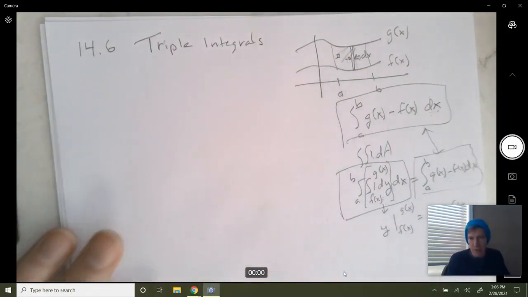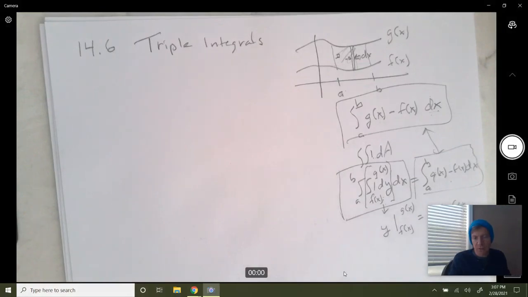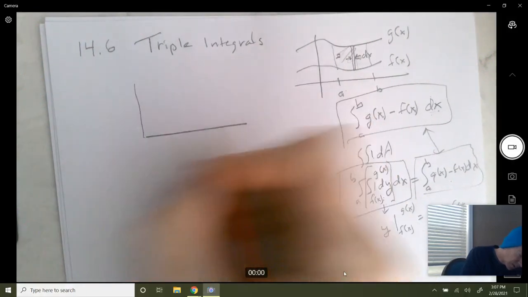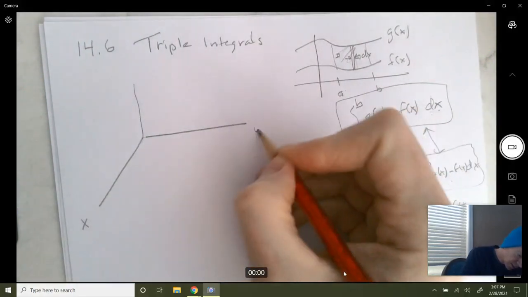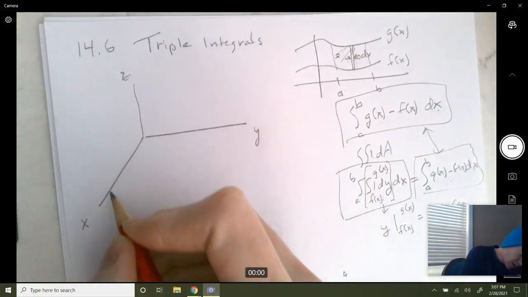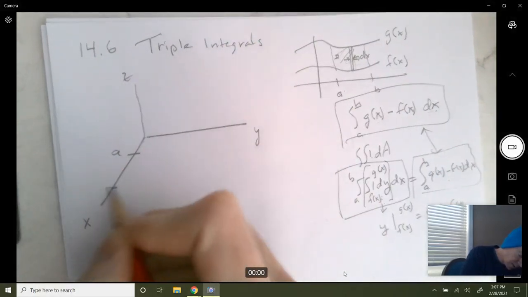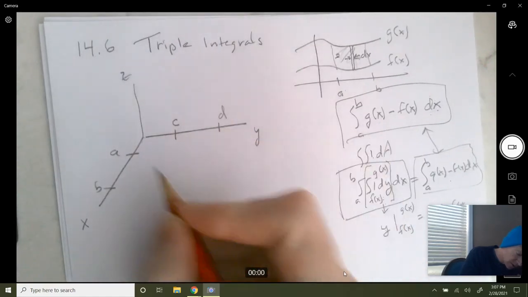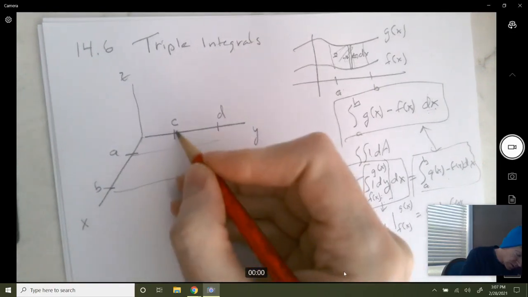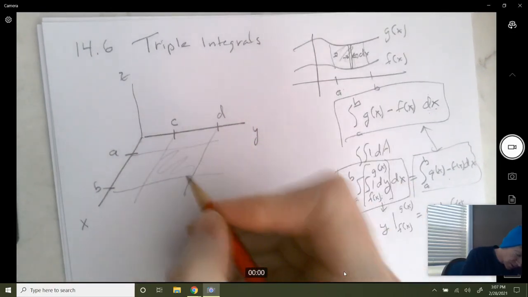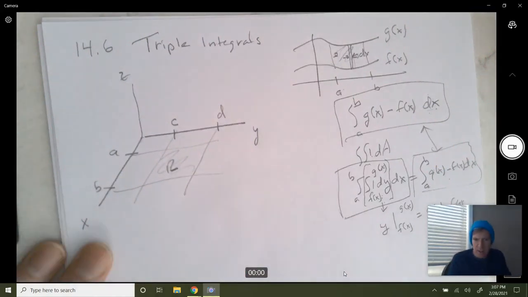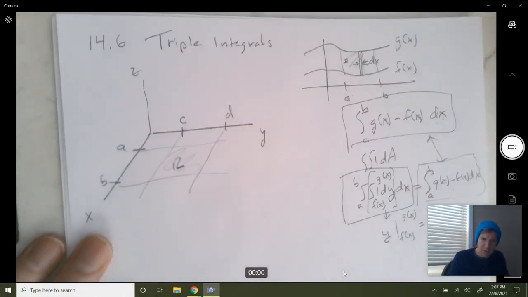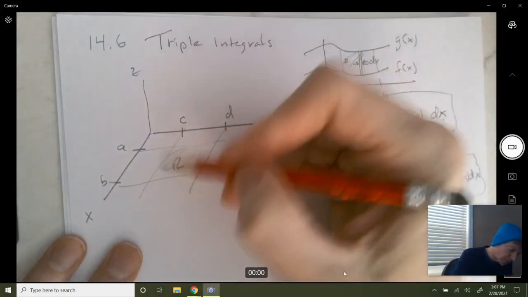We could use a triple integral to find volume, but we can also use a double integral to find volume. So think about some kind of a region here. Let's say on the x-axis, you're going from A to B. On the y-axis, you're going from C to D. So your region in the xy plane is going to be this. And let's say we're finding the volume in between two surfaces directly above here.